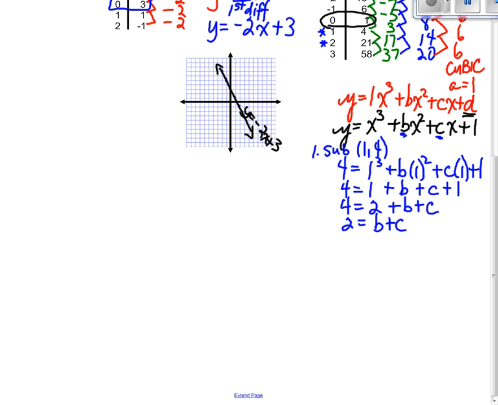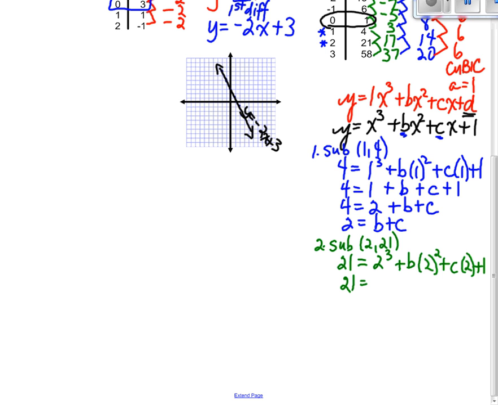Secondly, I'm going to use my other point. Substitute the point (2, 21) into the equation. 21 is for the y, and wherever I see an x, I will put a 2. 2 cubed plus b times 2 squared plus c times 2 plus the number 1. Now I have some tidy up to do.